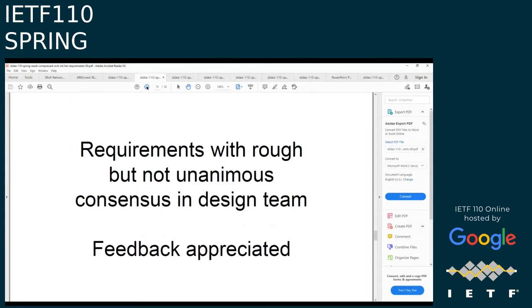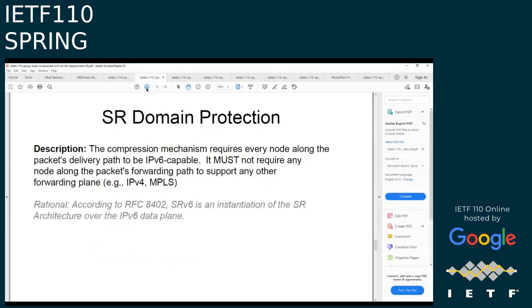Yeah, the following three requirements have a rough but not unanimous consensus within the design team. And we hope to get feedback in the working group. Next page.